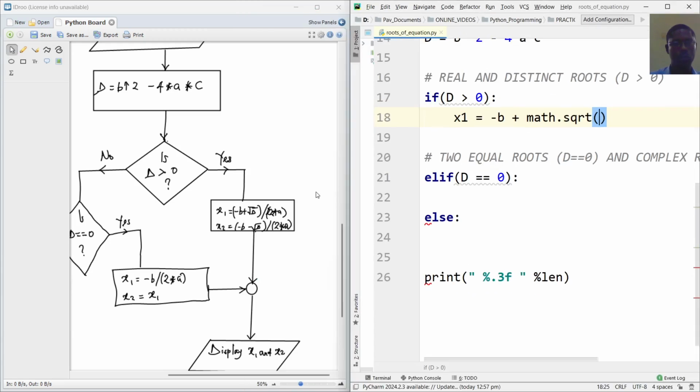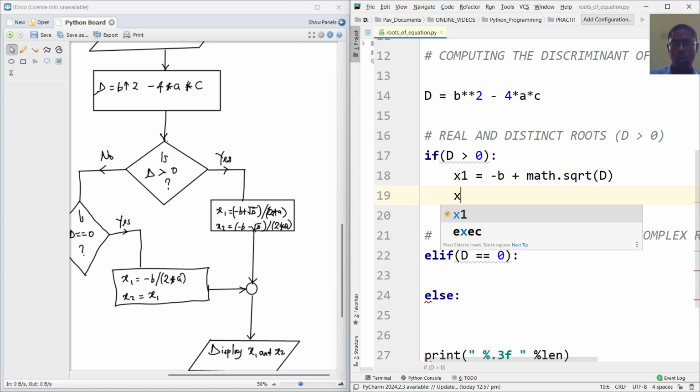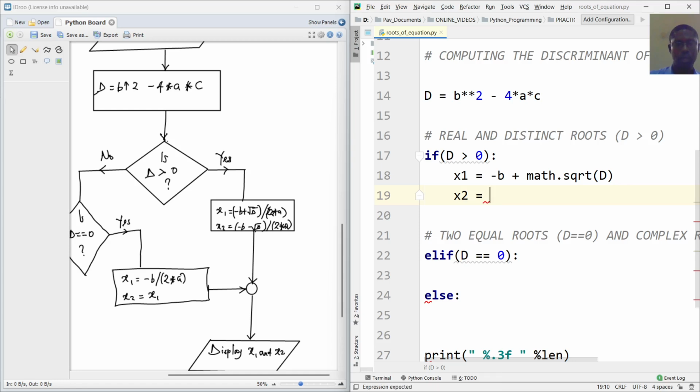So how do we go about this? That's going to be, now this is our negative b plus square root of d, so we just pass in d here. Then the next is we proceed, we compute x2. Don't forget x2 is negative b minus math.sqrt d. And that's that. We're done.